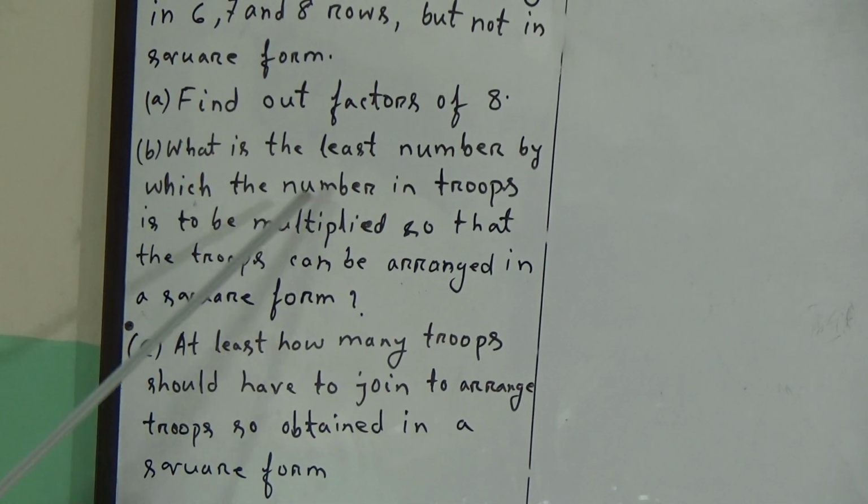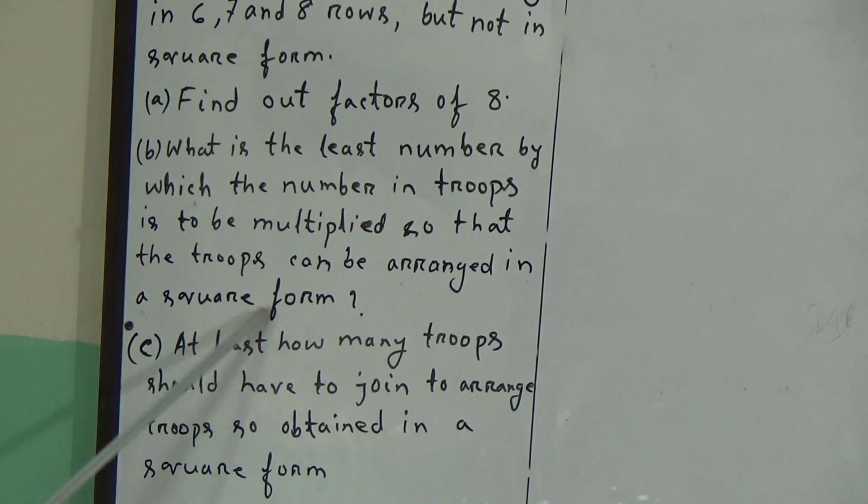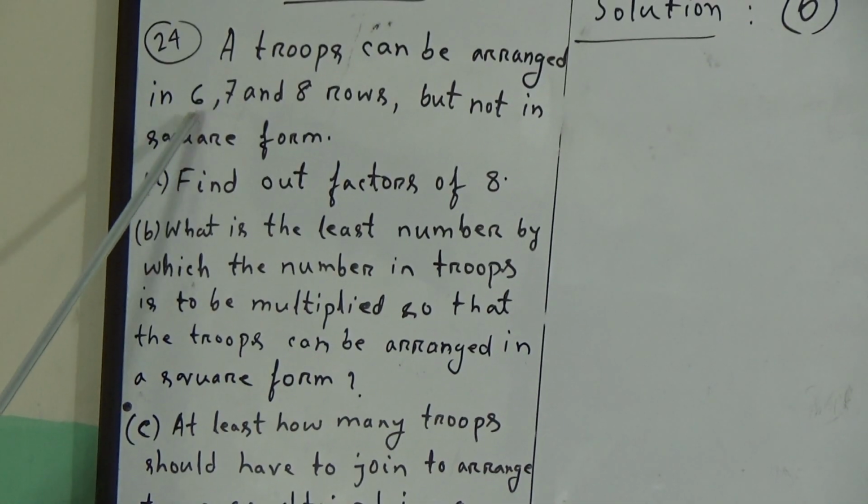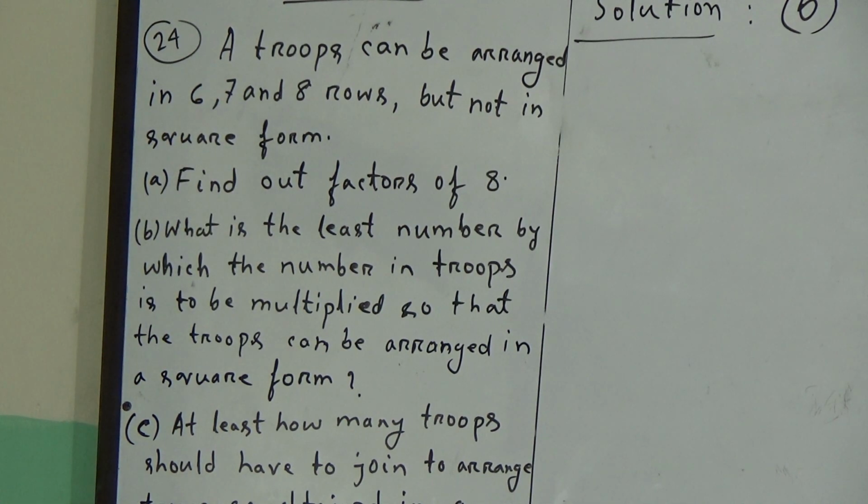What is the question? B number question is, what is the least number by which the number in troops is to be multiplied so that the troops can be arranged in square form? At first we have to find out the number of the soldiers in the troops. It is not mentioned in the question. In the stamp it is said that 8 troops can be arranged in 6, 7 and 8 rows.